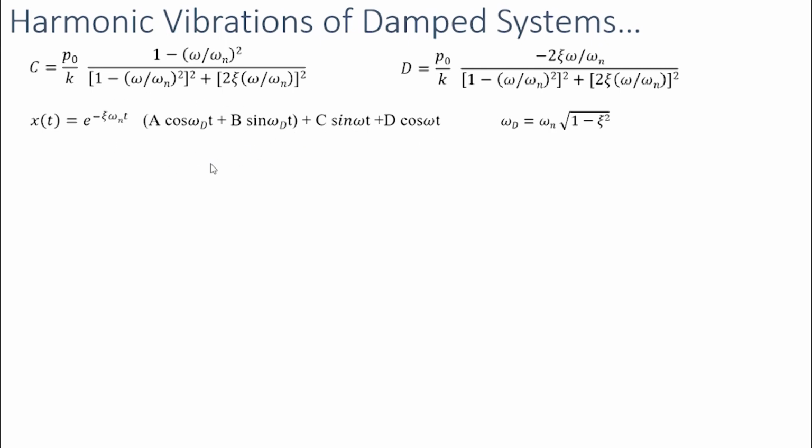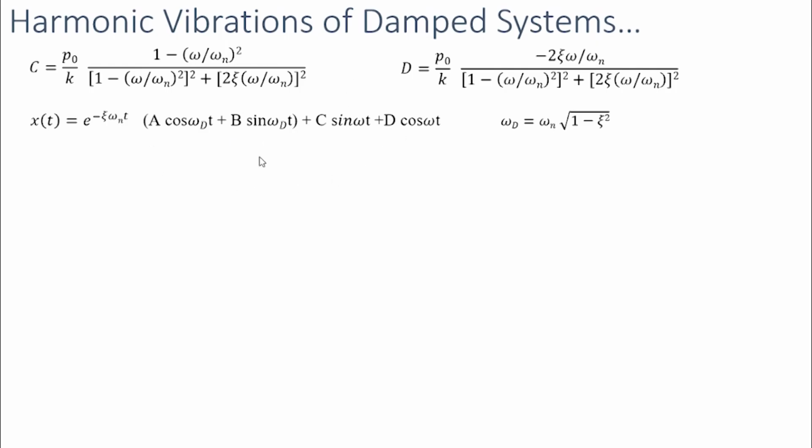So this is, if you remember, the free vibration response of the damped system, which is equal to e to the power minus zeta omega n t multiplied by A cos omega d t plus B sin omega d t. So this omega d is equal to the natural frequency of the damped system, which is equal to omega n, the natural frequency of the undamped system, multiplied by the square root of 1 minus zeta square. Zeta is the damping ratio. So now we have the total solution.